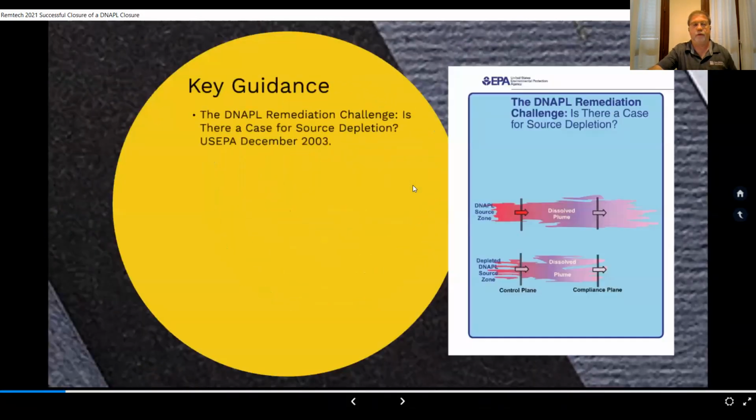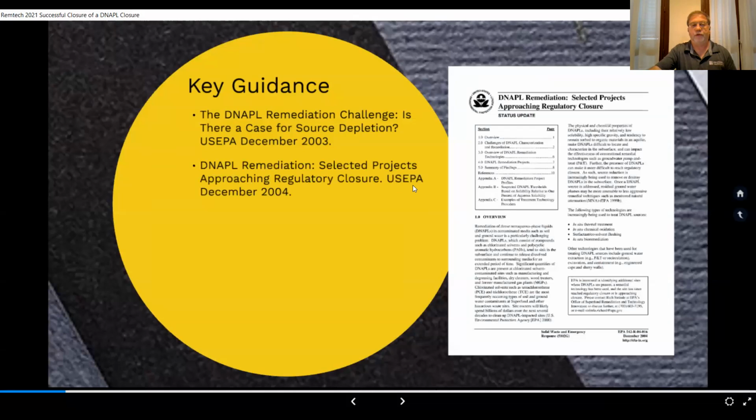So some of the key guidance, there was guidance put out in 2003, the DNAPL remediation challenge by US EPA, where they asked, does pump and treat really work? And came to the conclusion that it doesn't, and that you really need to address sources. So that's a key one to look at. The next one is DNAPL remediation selected projects approaching regulatory closure the following year by US EPA, where they basically kind of threw in the towel and said, we probably will not reach the goals that we want for uncontaminated groundwater at DNAPL sites. So we have to come up with some other approaches.